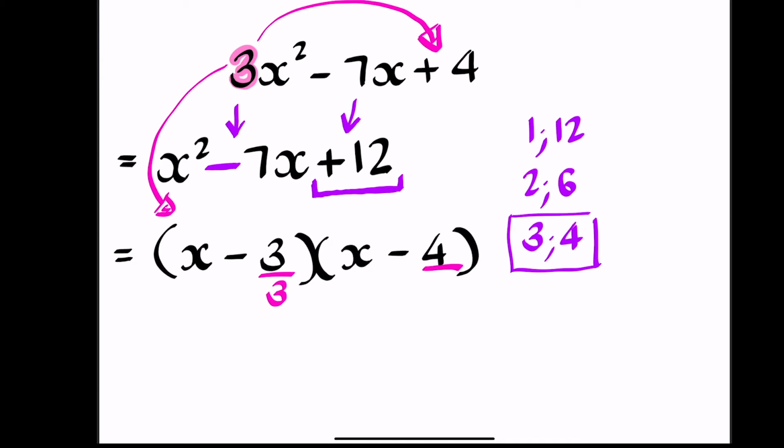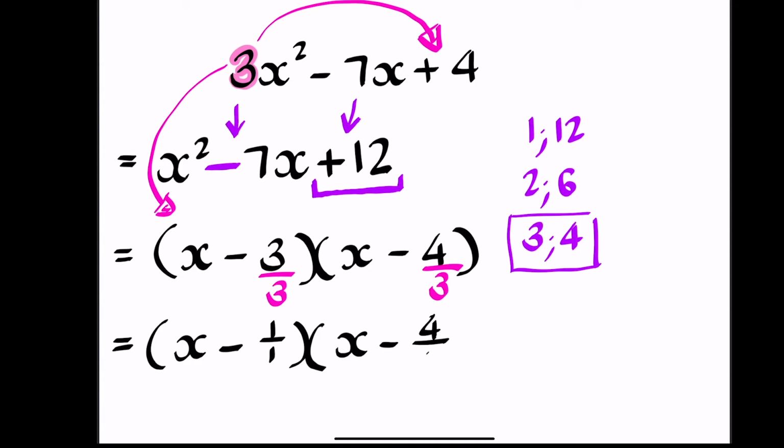I'm going to create fractions, so I'm going to divide both of those by the 3. Now I'm going to simplify this. X minus 3 divided by 3 is 1, but I'm going to keep it as a fraction. So it's going to be 1 over 1 into x minus, and 4 over 3 doesn't simplify.